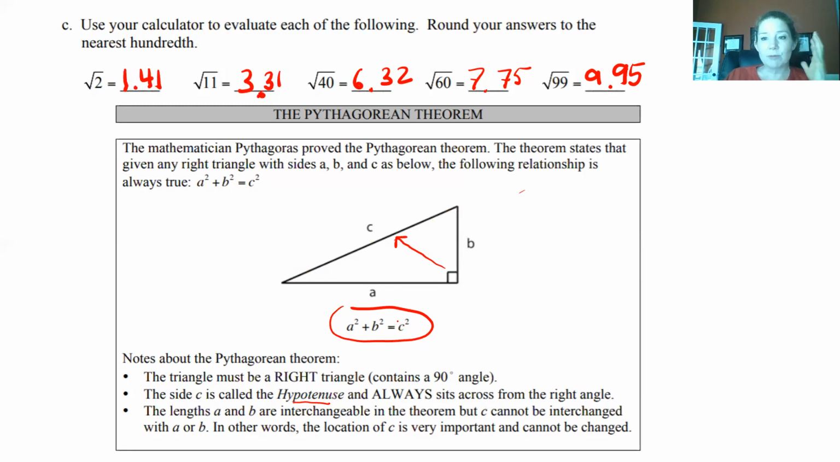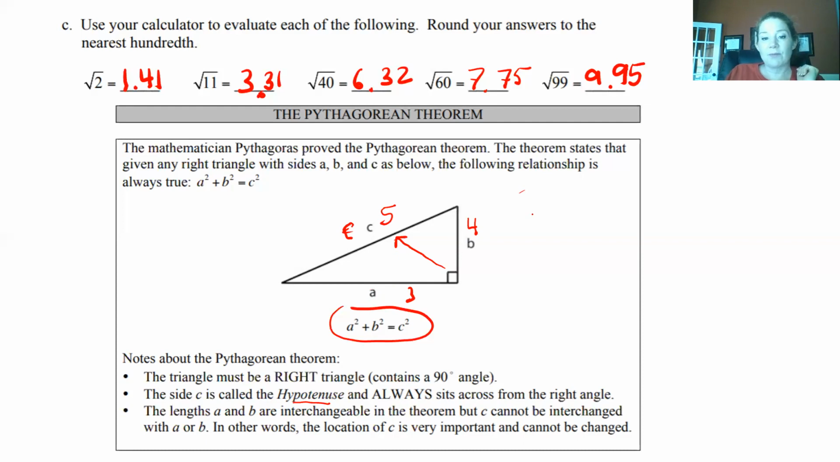So basically, someone figured out a long, long time ago that when you have a right triangle, if you get the two leg lengths, you square them and add them together, they equal the hypotenuse squared. For example, let's say letter A is the number 3, letter B is the number 4, and letter C is the number 5.